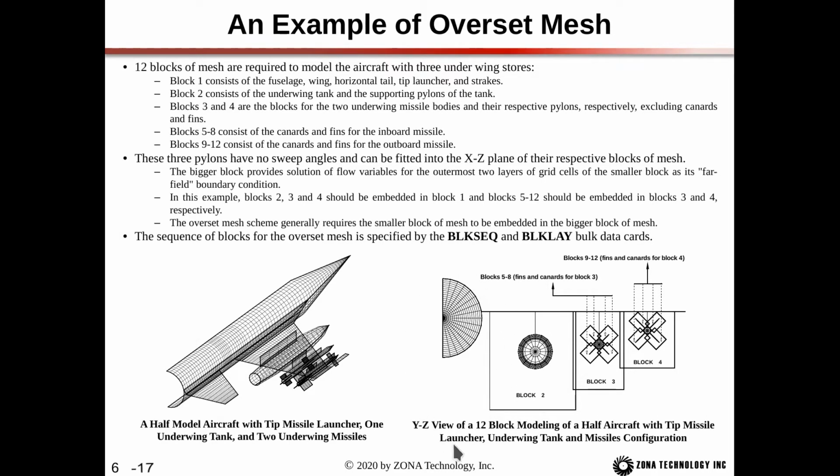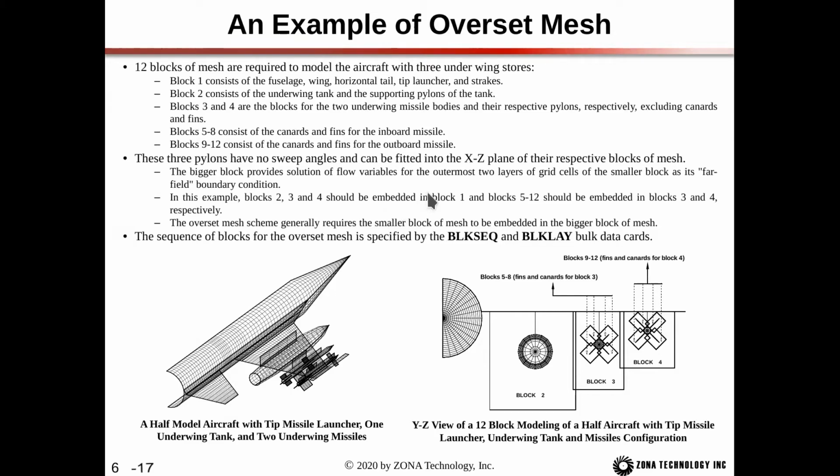And so the flow solution of the main block is used and interpolated to these outer 2 cells of block 2, and then that will be the far field boundary condition. And the interior of block 2 is actually solved. And then the same thing will work for blocks 3 and 4, and then additionally 5 through 12. Now with block 5, the outer block is actually block 3. So if we look at the outer 2 cells here for block 5, it's interpolating the flow solution from block 3.